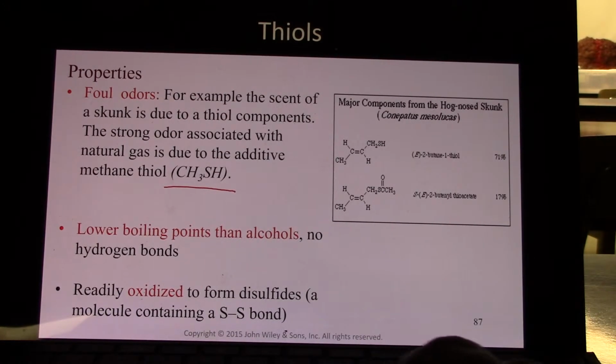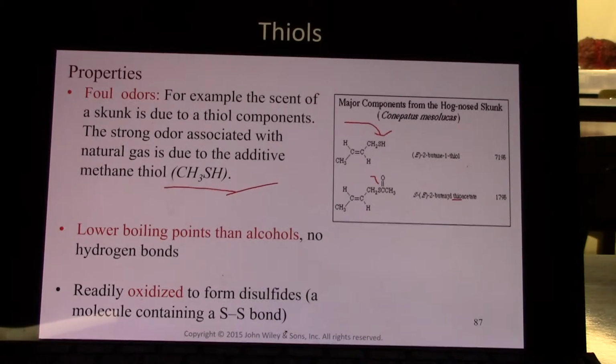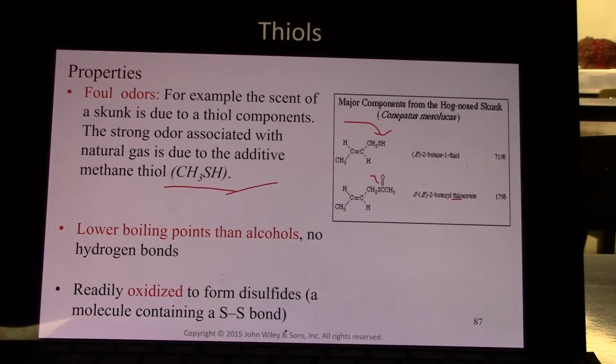So here we see the major components of the hog-nosed skunk. And notice, here we have our SH group. It's a thiol. And here we have a thioacetate. And so it's like acetate, but sulfur is in the place of oxygen. So again, thio, as you see here, THIO, means there's a sulfur in a place where you would have expected to find an oxygen. They have a lower boiling point than alcohols because sulfur does not hydrogen bond.